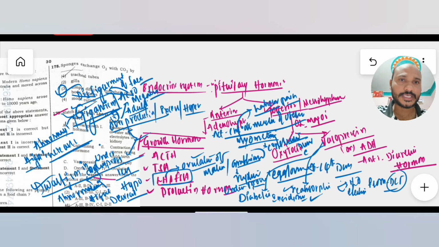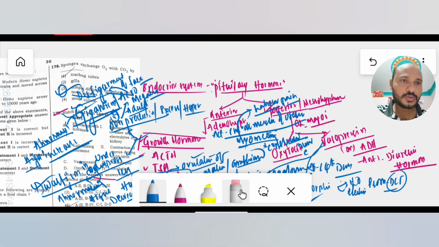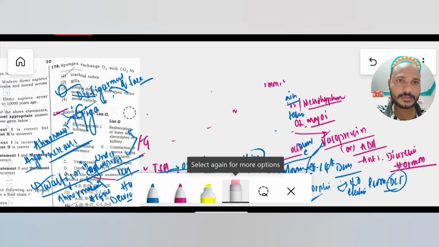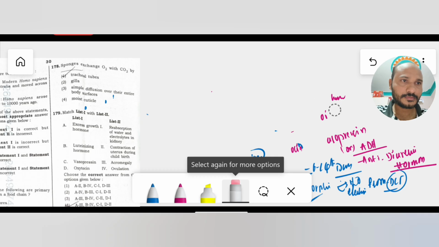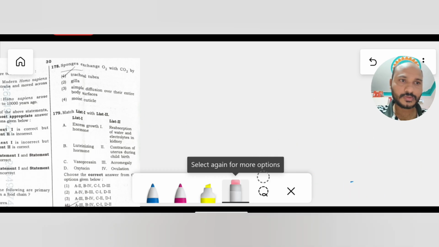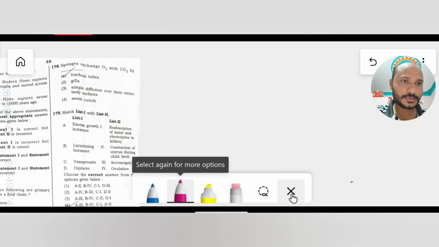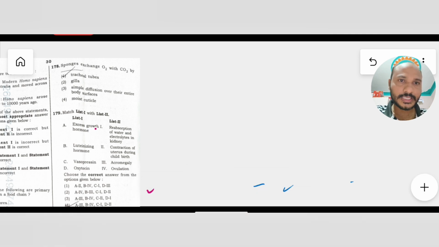Let's analyze this statement. Match the following. Excess growth hormone in an adult leads to acromegaly. Third one, luteinizing hormone for ovulation. Vasopressin hormone, ADH, reabsorption of water and electrolytes in the kidney.